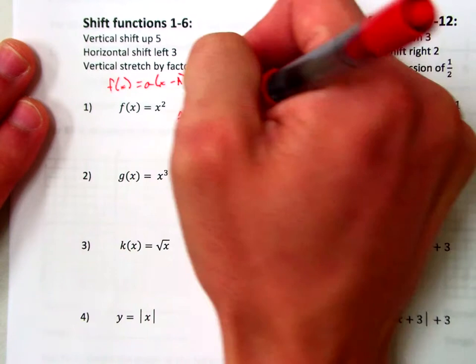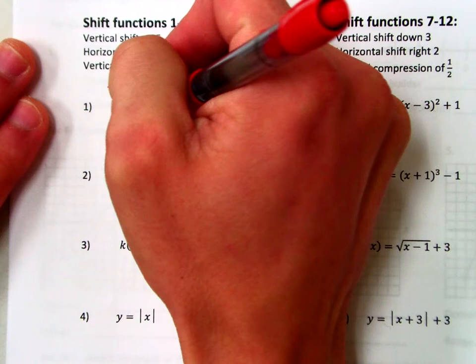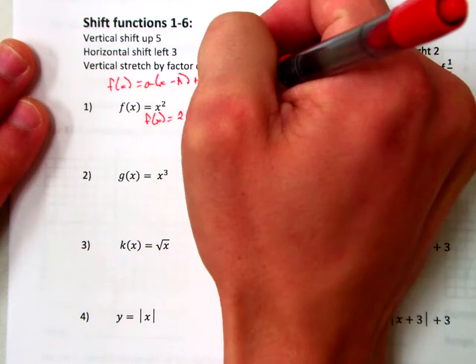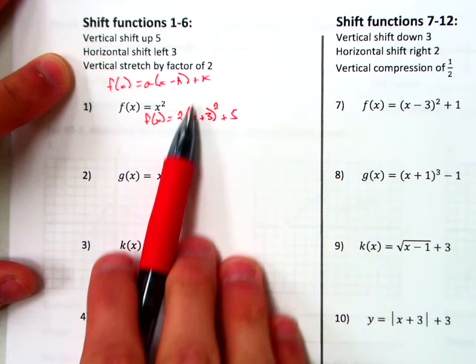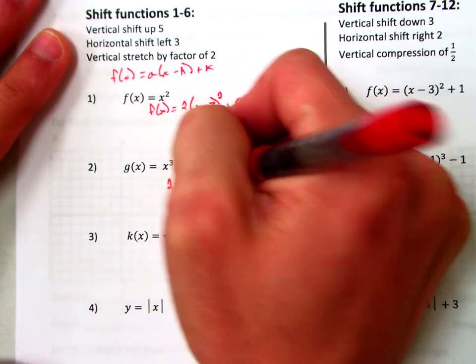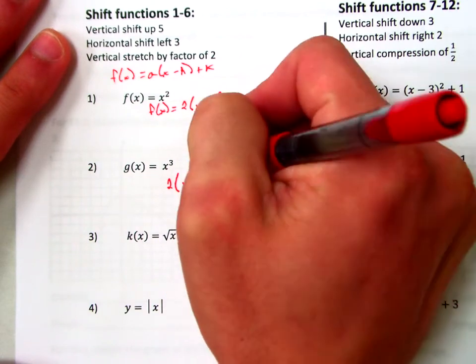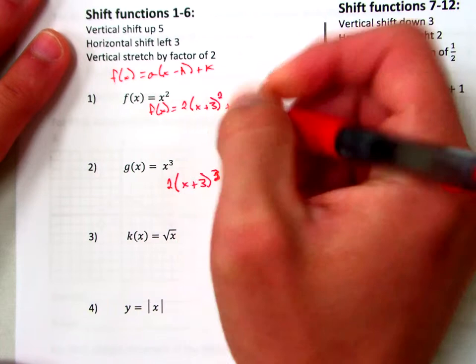Left 3 and up 5. Okay, so there it is. Stretch by a factor of 2, which is this last one. Left 3, so remember H has the opposite effect because of that negative sign right there. And up 5. So let's do it again right here. Stretch by a factor of 2. Left 3. Up 5.